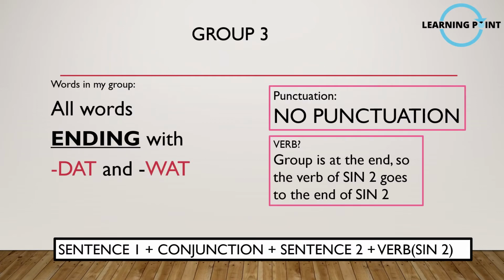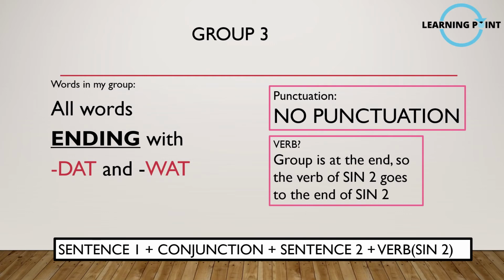So now we get to group 3. In group 3, I find all words that end with dat and wat. So a word like omdat would be in this group because it ends with dat. A word like sodat would be in this group because it ends with dat. So my punctuation: no punctuation. Group 3 is characterized by not using any punctuation when I join the sentences together.